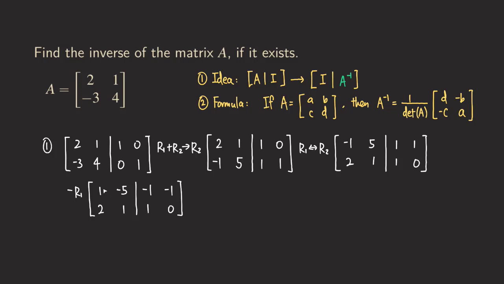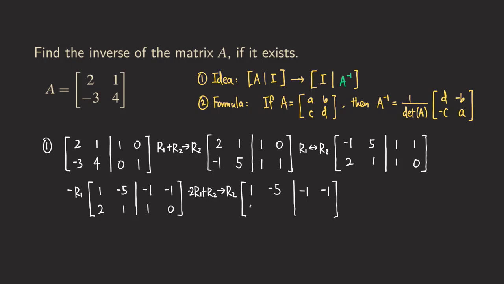Next, we are going to turn this 2 into a 0, so we can multiply row 1 by -2. So -2 times row 1, adding row 2, and then change row 2. So let's just copy row 1 first.